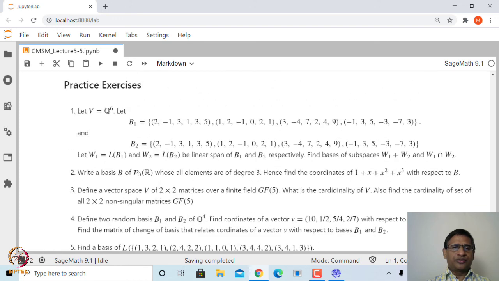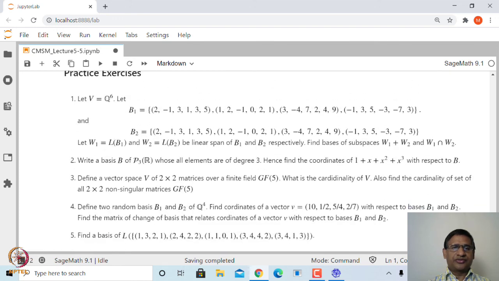Right. So let me leave you with these simple practice exercises. The first exercise is to verify the dimension formula, which we have already done in Q5. Now I am asking you to do it in Q4. Next, write a basis of P3R whose every element is of degree 3, and then find the coordinates of 1 plus x square plus x cube with respect to that basis.